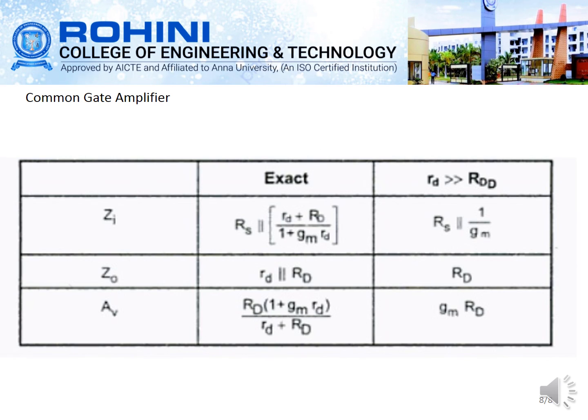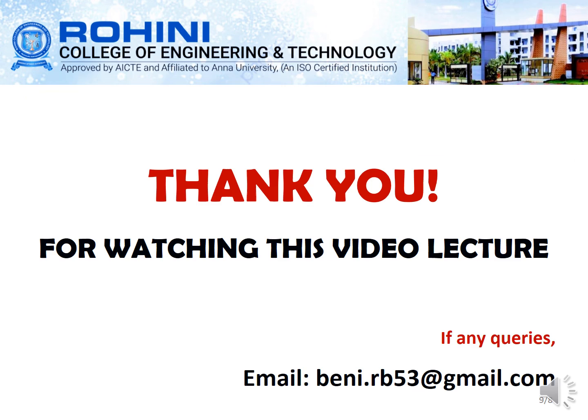Here we can find the exact value and the value if rd is greater. So the exact value of ZI is RS parallel with (rd plus RD) divided by (1 plus gm into rd). In case rd is very much greater than RD, then RS is parallel to 1 by gm. The exact value of Z0 is RD parallel rd, and if rd is greater, it becomes RD. And the voltage gain, RD into (1 plus gm into rd) divided by (rd plus RD), is the exact value, and if rd is greater, we neglect this RD term, so we get gm into RD. Thank you.